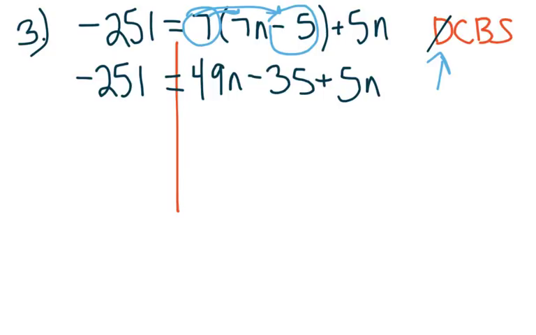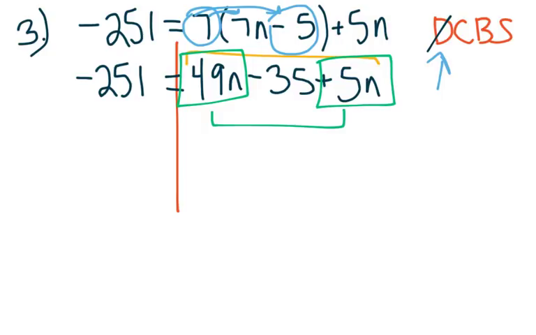Next, let's see if we can combine like terms on either side. On the left, it's just negative 251. There's nothing to combine there. On the right, we've got 49n minus 35 plus 5n. There's definitely some terms we can combine. I see 49n plus 5n. Those terms both have the variable n, so that means we can combine them.